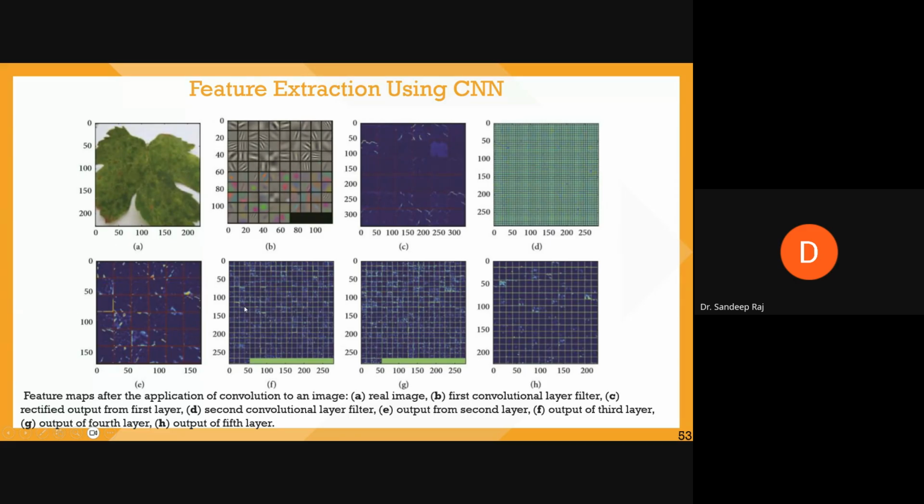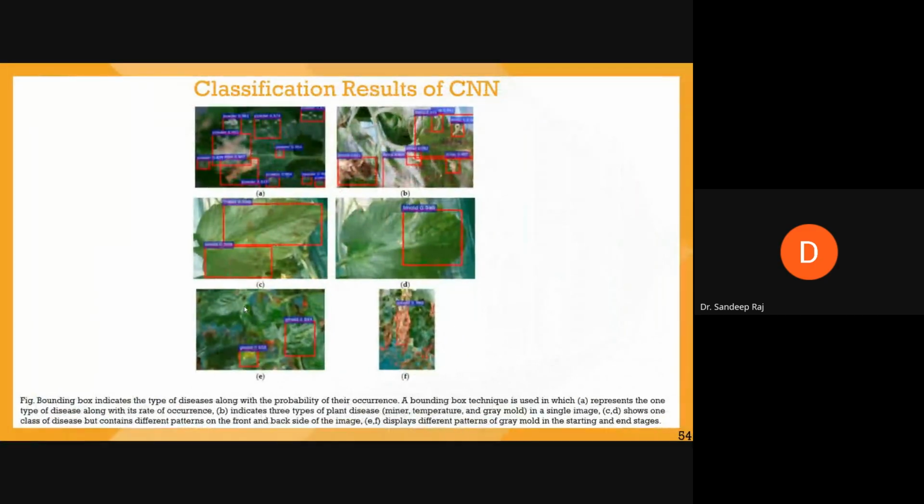And based on this, it automatically means, based on the architecture that you have developed or the hyperparameters, each layer extracts different features and outputs of the features. And finally, the classification results are highlighted here. So the bounding box indicates the different kinds of diseases along with the probability of their occurrence. A bounding box technique is used, which represents one type of disease along with its rate of occurrence.